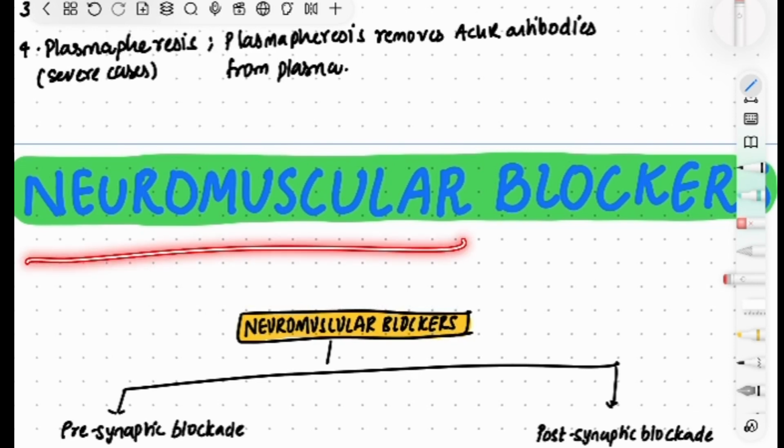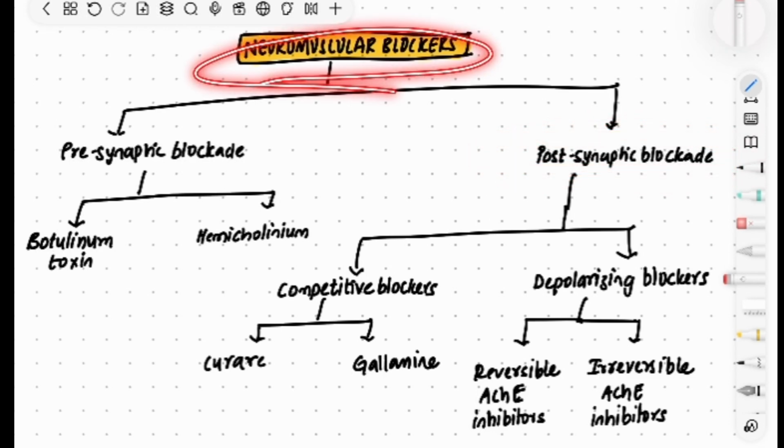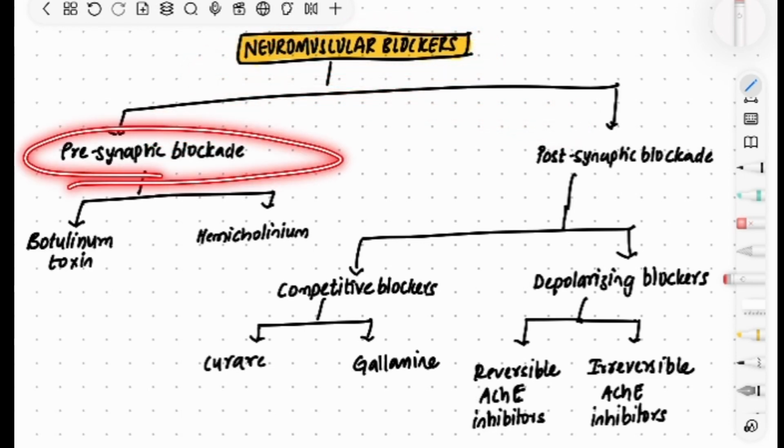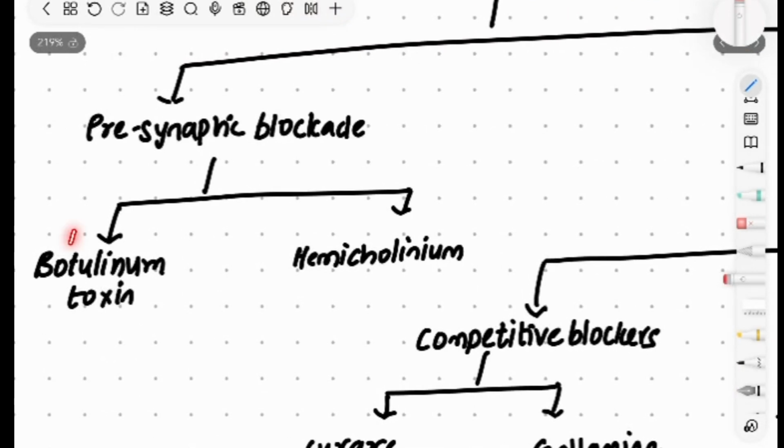Now, this transmission of nerve impulse can be blocked in two ways, either presynaptically or postsynaptically. So, neuromuscular blockers can be presynaptic blockers as well as postsynaptic blockers. Now, what are these presynaptic blockers? There are two presynaptic blockers. Those are botulinum toxin and hemicholinium.